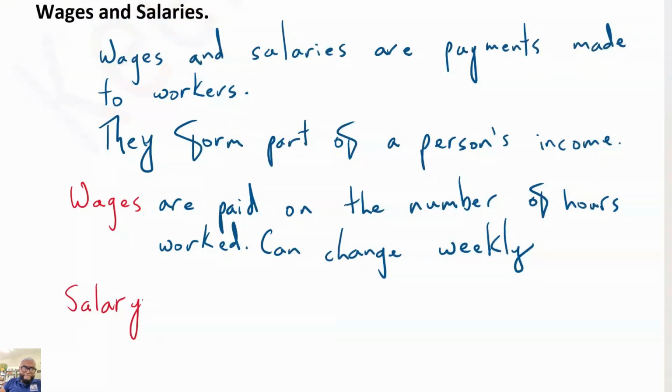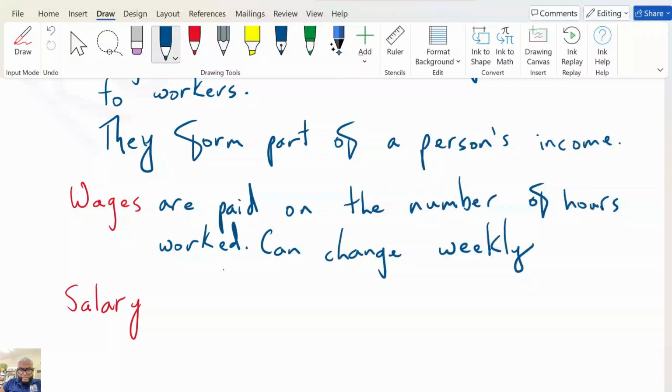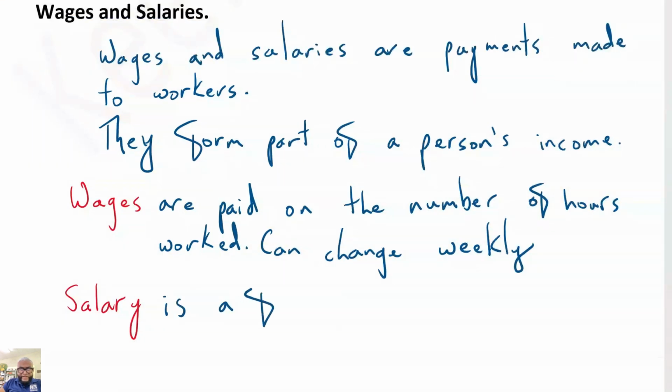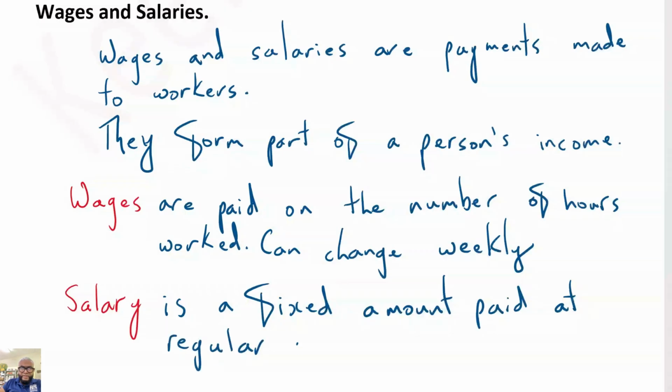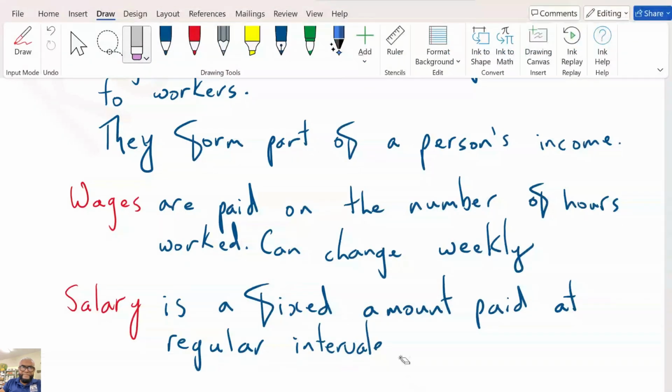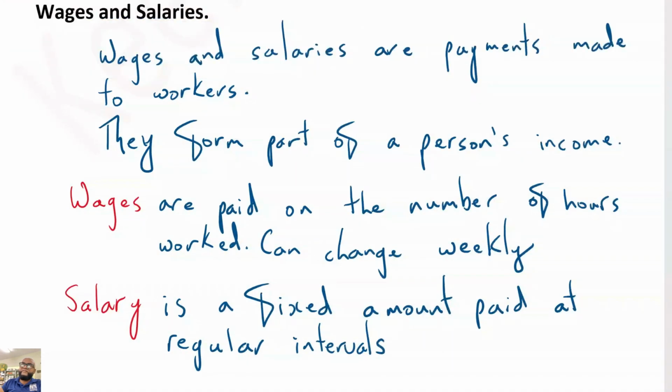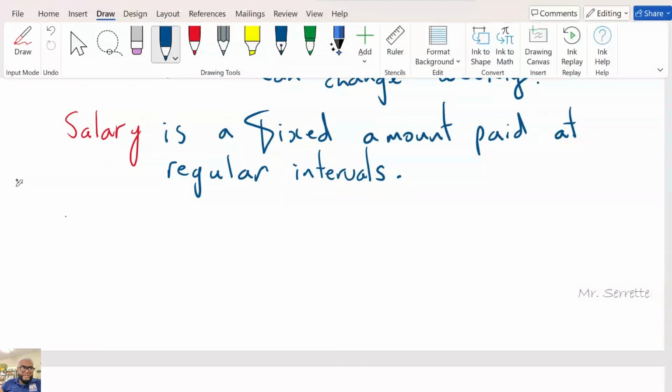Salary is a fixed amount paid at regular intervals. Right? Everybody good here? Difference between wages and salaries, right? So then we have something called deductions to deal with.